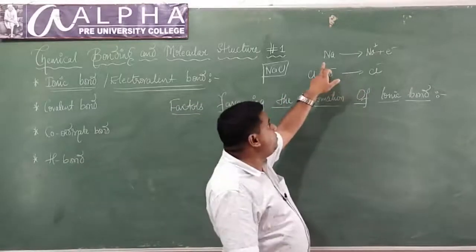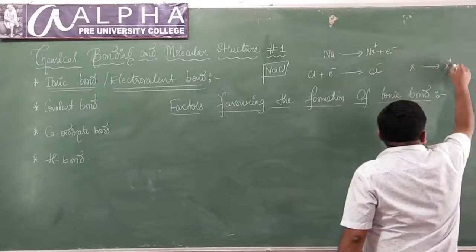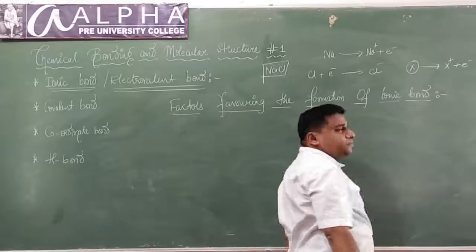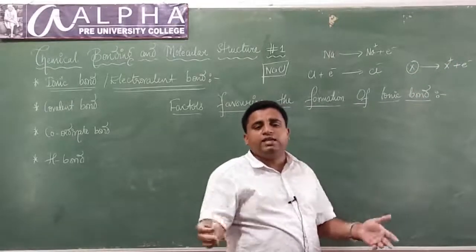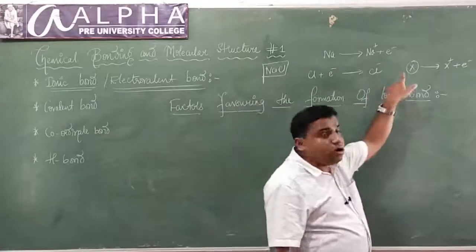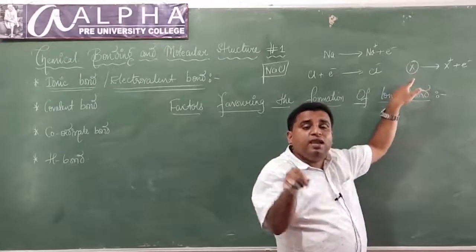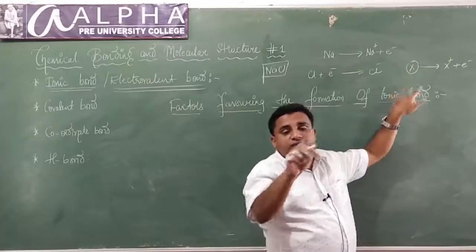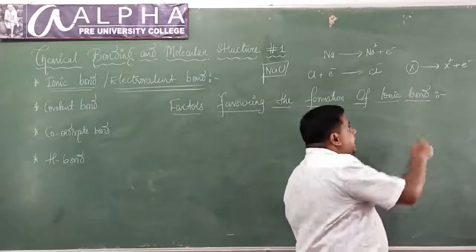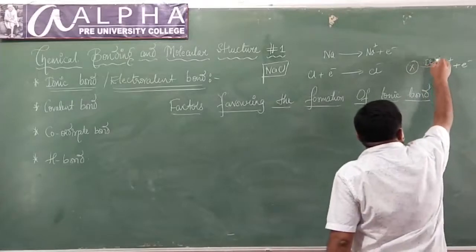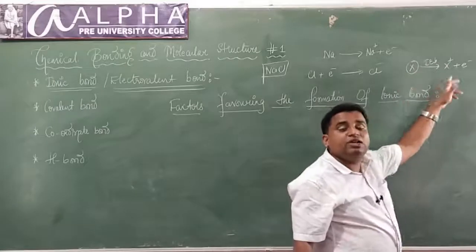So one species should lose an electron. When do you say that any species will lose an electron? Will some species simply lose an electron as such? No. An element will lose an electron easily only when it has low ionization enthalpy. Only when its ionization enthalpy is low, it will easily lose an electron.